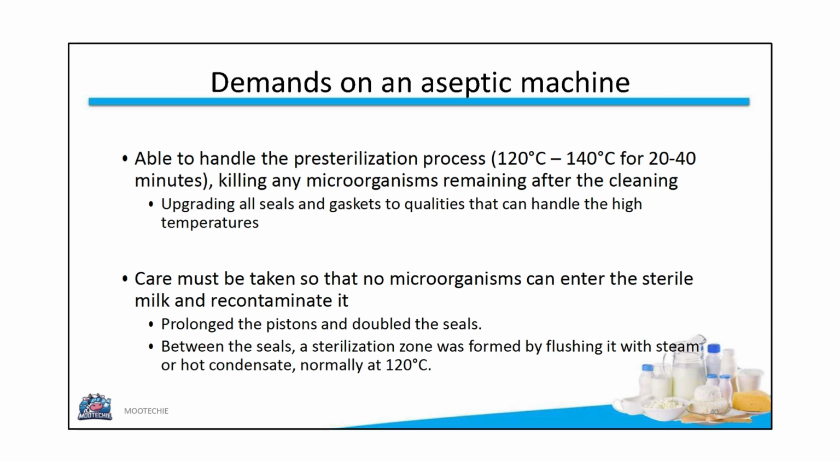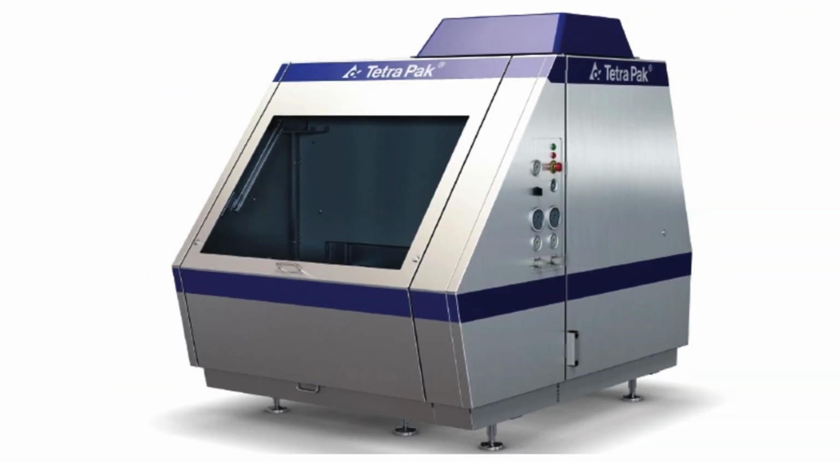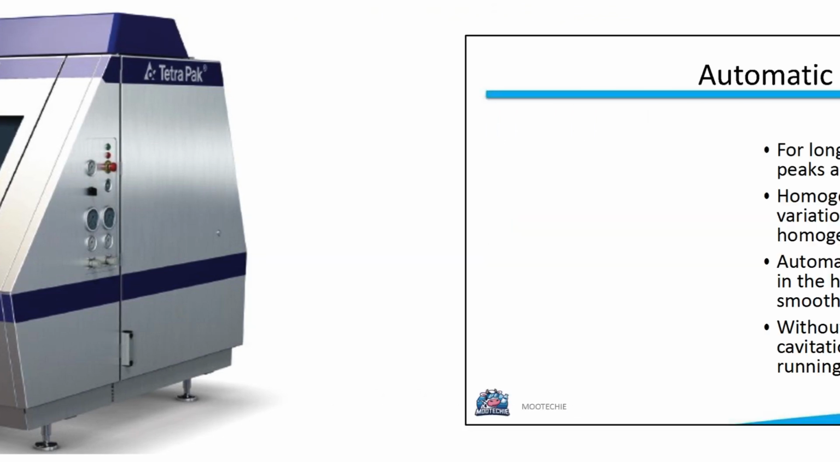This requires upgrading all seals and gaskets to withstand high temperatures. Furthermore, care must be taken to ensure no microorganisms can enter and recontaminate the sterile milk. This is achieved by prolonging the pistons, doubling the seals, and forming a sterilization zone between the seals by flushing with steam or hot condensate at 120 degrees Celsius. This slide shows an image of an aseptic homogenizer.